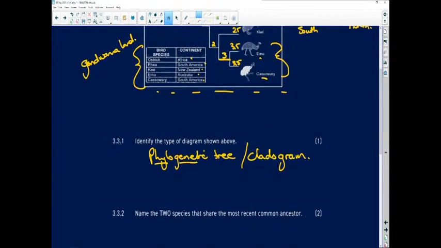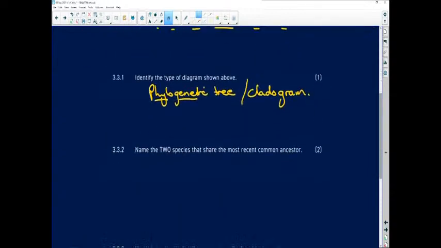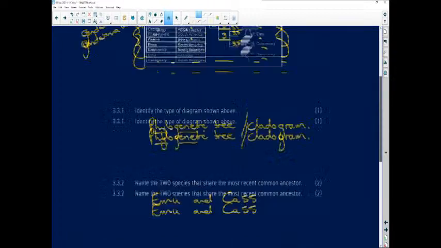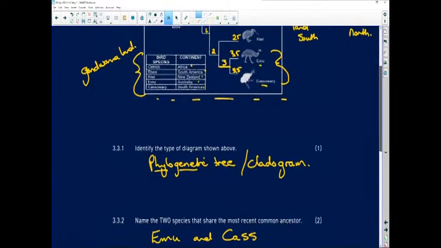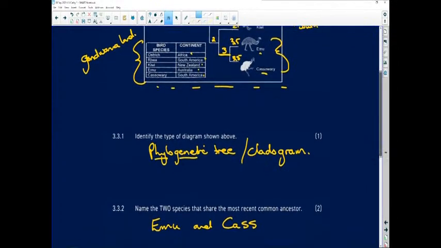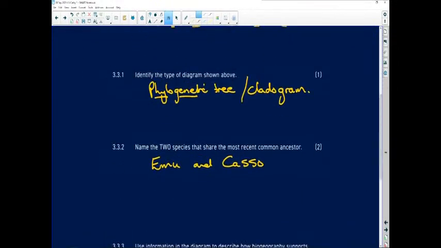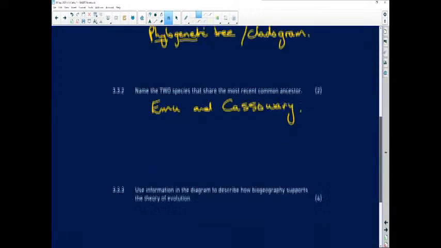Well, we said it was the emu and the cassowary. You see, they are here. So the emu and, I can't think of how to spell this, and don't spell it wrong when you get this in the exam. Cassowary. Okay, make sure that your spelling is accurate. All right, now let's look at our next question.